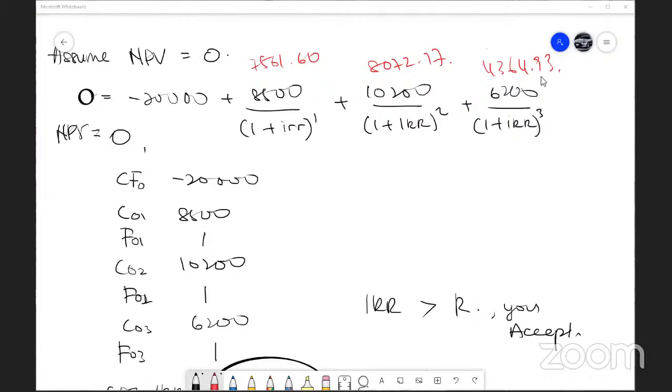Okay, you take negative 20,000 plus 7561.60 plus 8072.17 plus 43264.93. Can you get zero, what? You see the red color is the answer for each of these sections. So add up together, negative 20,000 plus all this, you can get zero, what? Try and see.